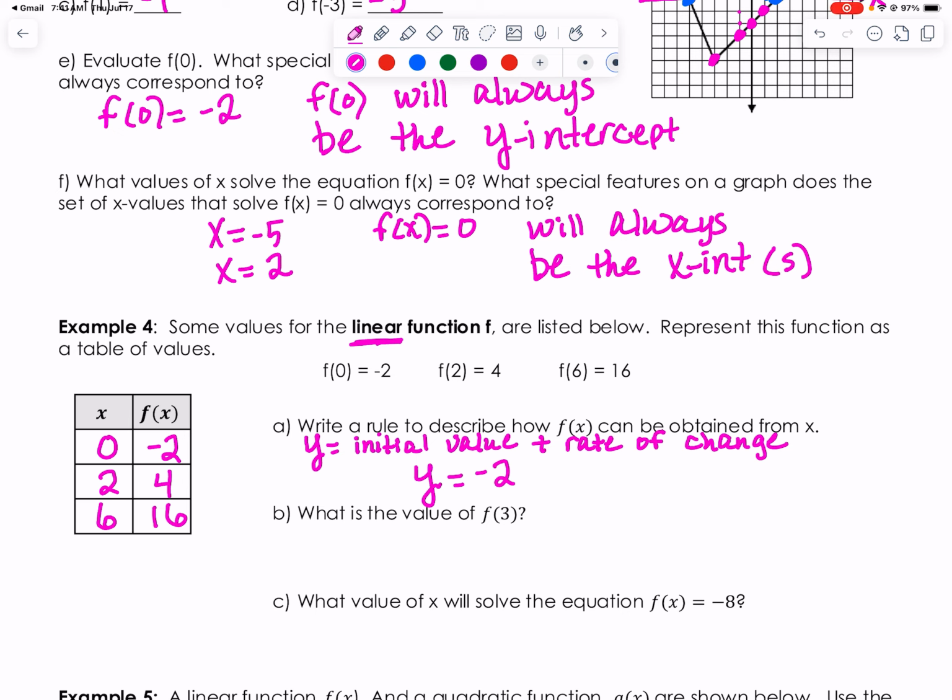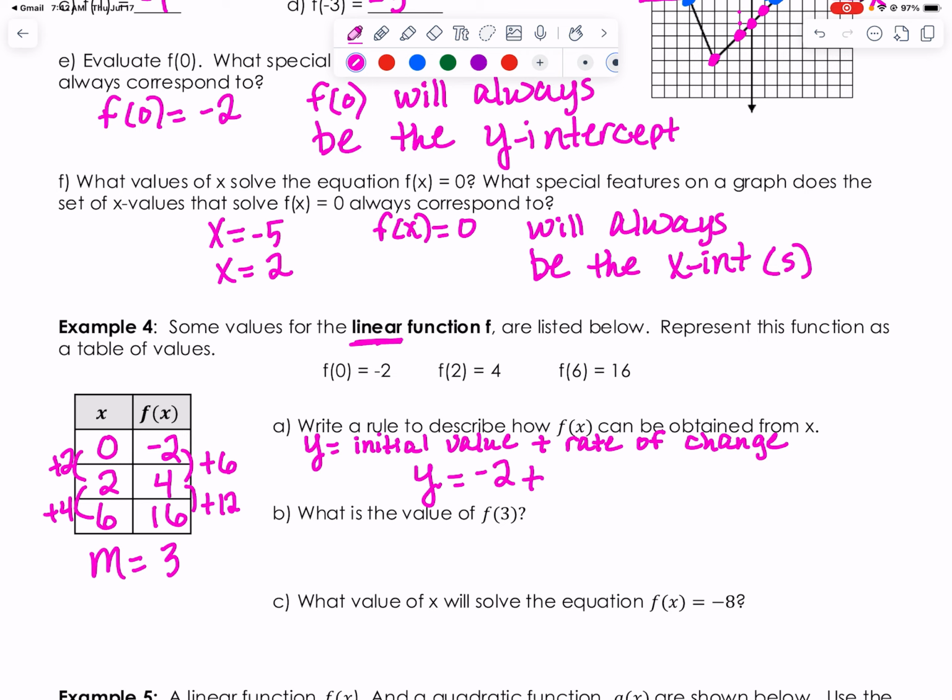So from our first coordinate to our second coordinate, we're going up 6. And on the x's, we're going up 2. From our second to our third, we're going up 12. And on the x's, we're going up 4. So if I find those ratios, 6 divided by 2 is 3. And 12 divided by 4 is 3. So we know our rate of change is 3.